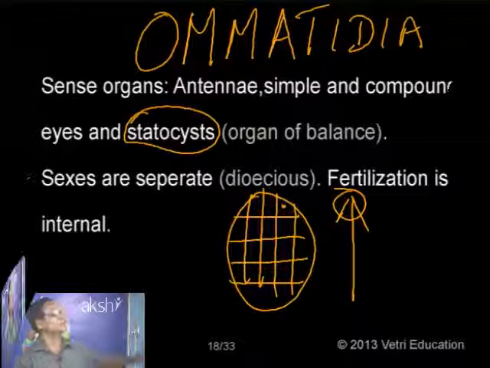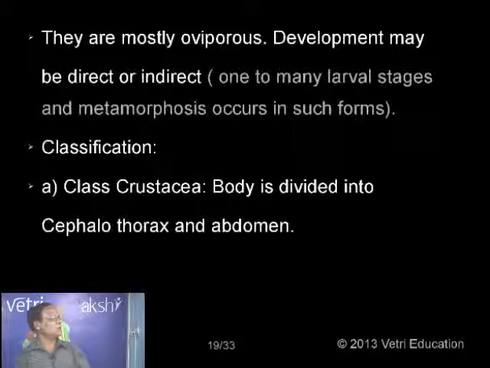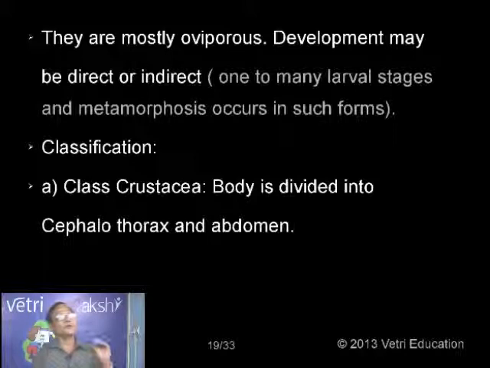After the sense organs, we have the development. Normally in most cases, even say in 100% of cases, the sex cells are separate, unlike in annelids and other forms, and the male and female animals are different. So we have sexual reproduction, and the development is in most cases indirect. In some cases only, it is direct.